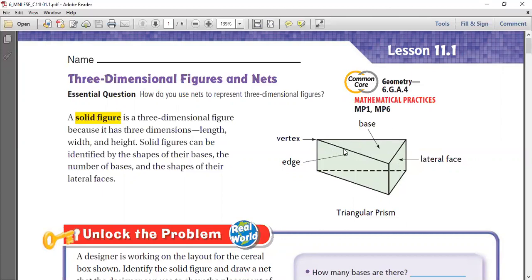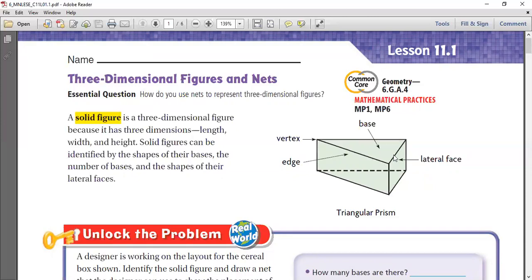Now, base, all of us know. In this lesson, you need to remember base means the top part as well as the down part. In this picture, base is going to be this as well as the down part. Vertex are the corners of the figure. We'll be using the word figures more in this lesson. Edge is going to be these lines around. And lateral face is what we can see in a figure.